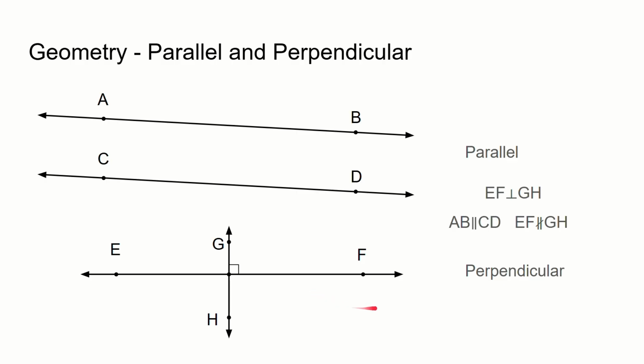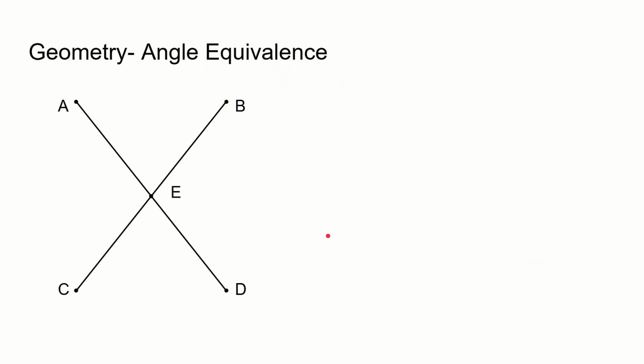And the notation is, if we wanted the line EF and GH are perpendicular with this symbol. The line AB and CD are parallel. And we could also say that EF and GH are not parallel with this symbol. Not parallel doesn't necessarily mean perpendicular, because any angle between 0 and 90 would be not parallel and not perpendicular.